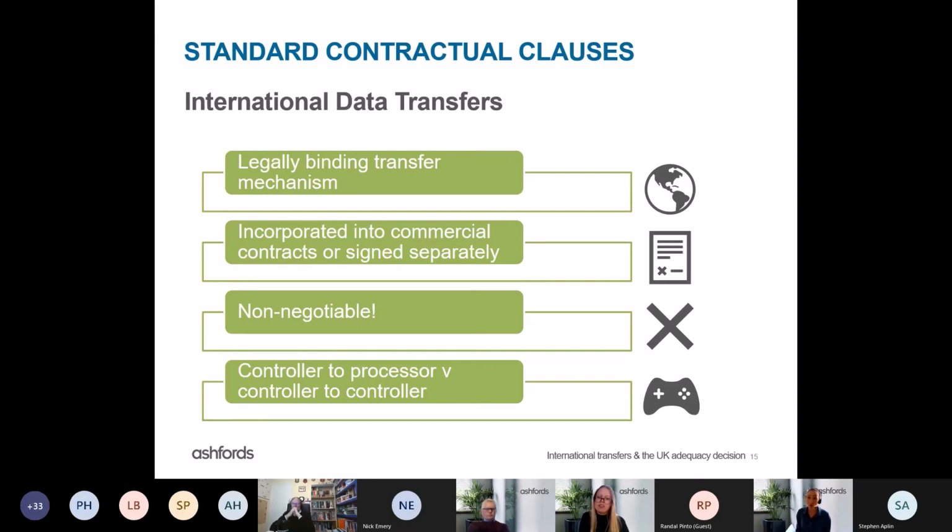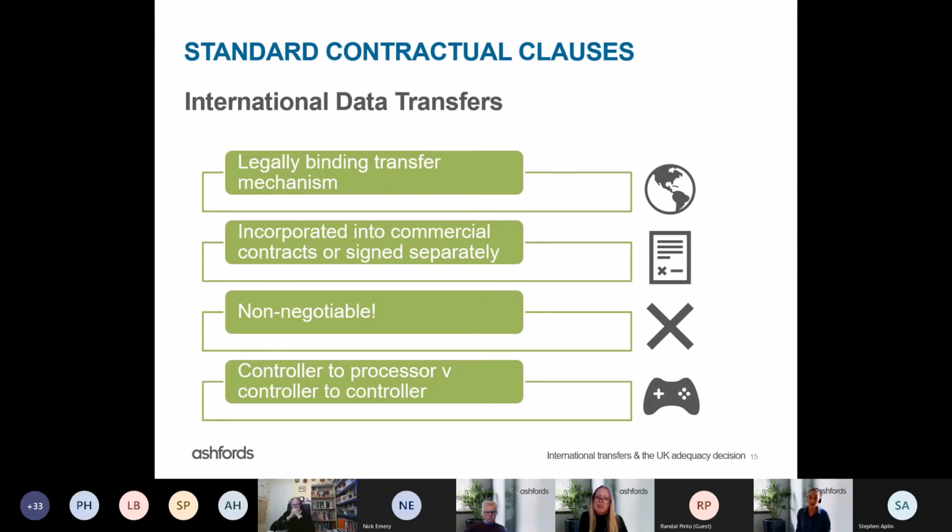The SCCs can be incorporated into a wider commercial contract with your other commercial factors such as fees, etc., or they can be signed separately as a standalone agreement. And you will often see them, if they are signed as a standalone agreement, refer out to the commercial contracts or to, for example, data protection addendums. The SCCs themselves place legally binding obligations on the company transferring the data, that being the data exporter, and the company receiving the data being the data importer. And data subjects, so the individuals whose data you're actually transferring, do have rights to enforce the obligations against either party.